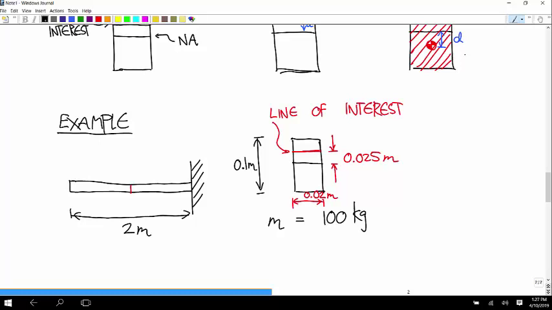Okay, let's think about what we have in this problem for a second. We know how to do stresses due to three kinds of loads: tension, compression, bending moment, and shear force. Of those, what kind are we going to have here? We're going to have bending moment and shear force.